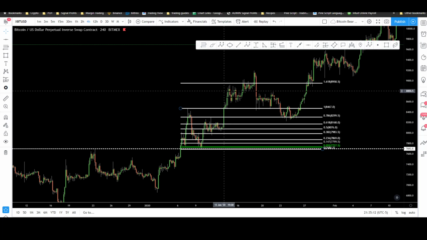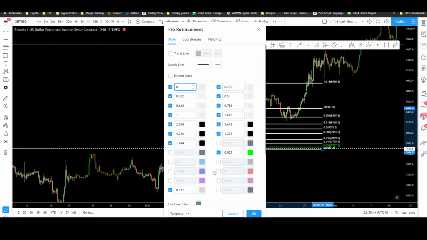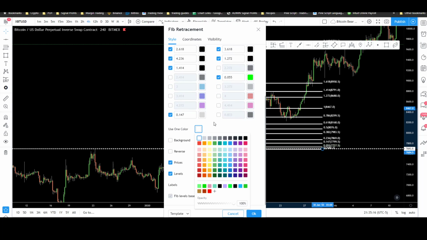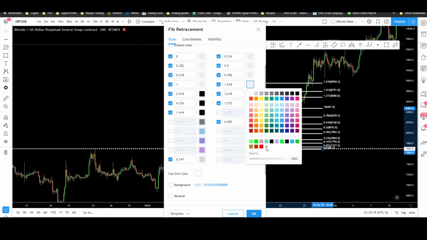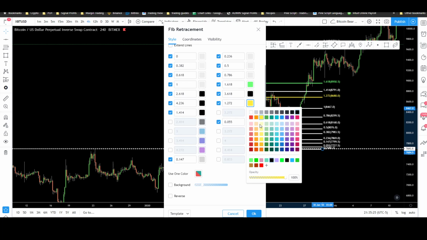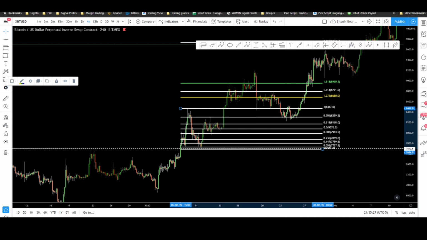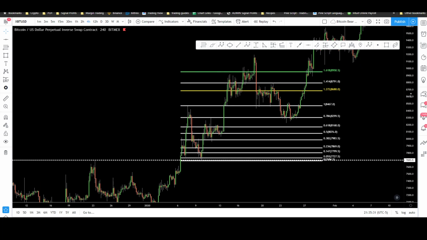So our take profit, again, whoops, why is this doing this again? All right. So I'm going to highlight the 1.618. I'm going to make that green. I'm going to make the 1.272 yellow. Okay. And I'm reading the chat, and hopefully you guys are enjoying this. Okay, we've got 300 people on.